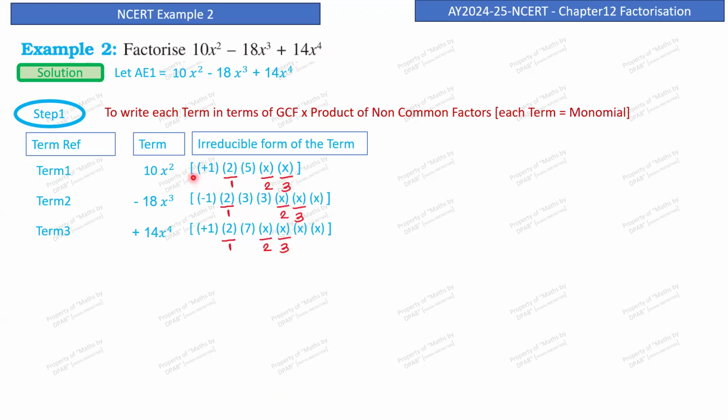So how many common factors? Now we have completed checking whether the factors of term 1 are common among all the three terms. We have found out how many common factors there are: 1, 2, 3. Three common factors. What are they? 2, x and x. 2, comma, x and x. So it is 2x squared.